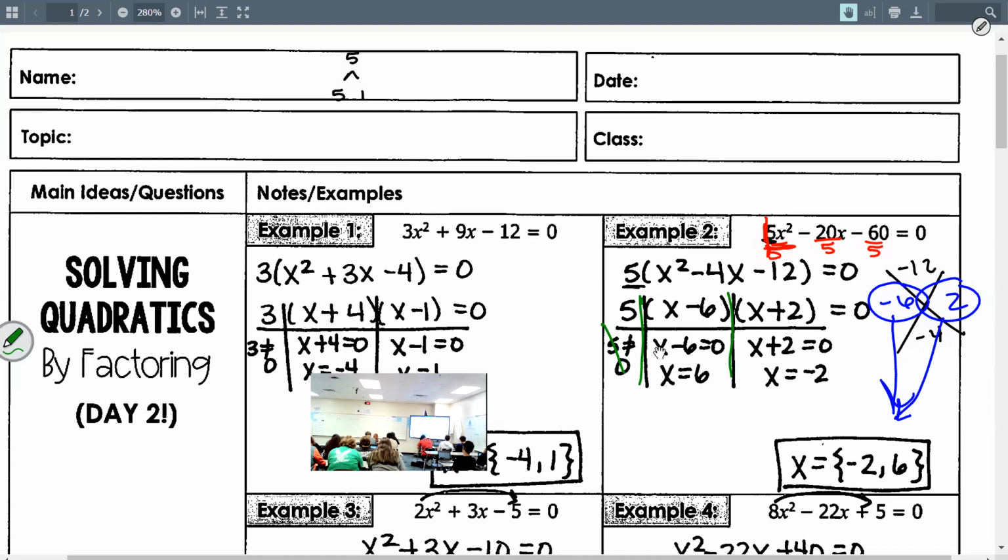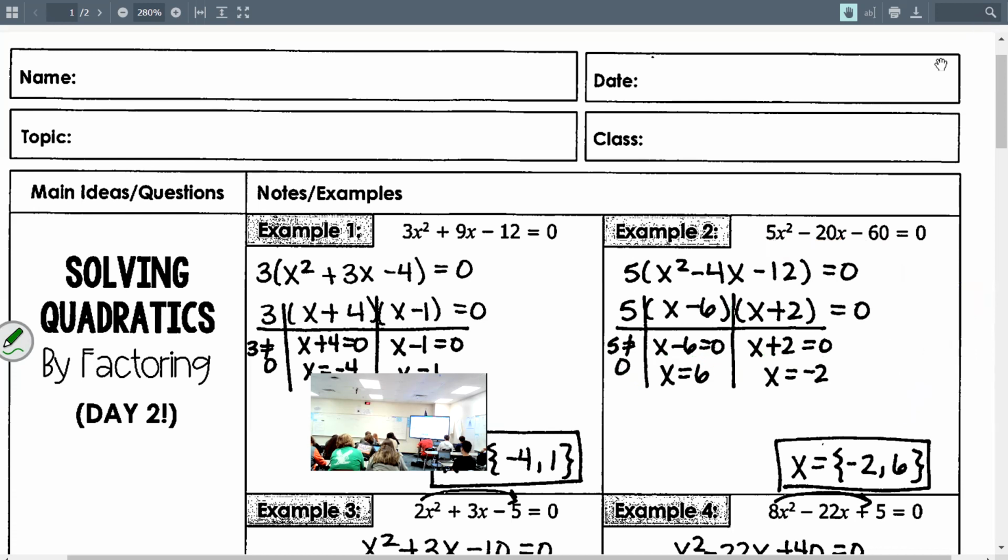But over here, how would you get rid of a -6? You would add 6, and that's why the sign changes. Over here, instead of adding 2, you would subtract 2. So you do need to know how to solve equations to solve these. So questions on example 2?